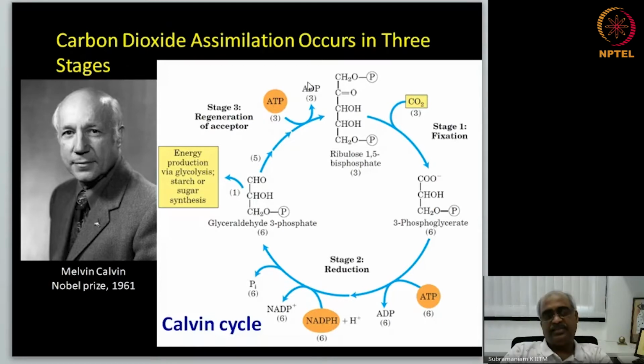And that regeneration requires ATP. For every molecule of Ribulose produced, you have 1 ATP hydrolyzed. Therefore, for 3 of them, 3 ATP. So today we are going to spend a significant amount of time focusing on this stage 1, fixation. This entire cycle is called the Calvin cycle in honor of the scientist who elucidated this pathway.